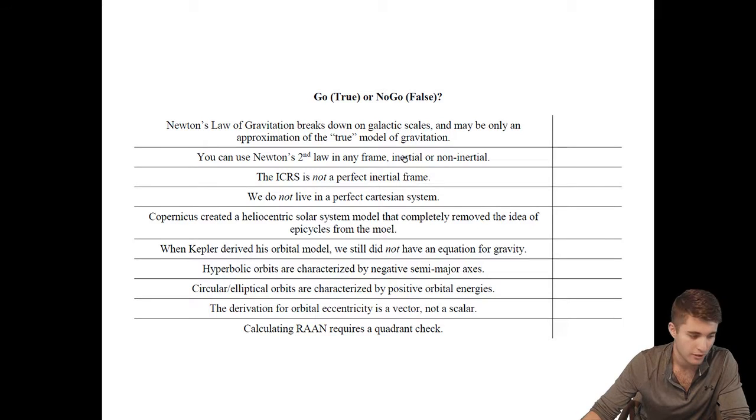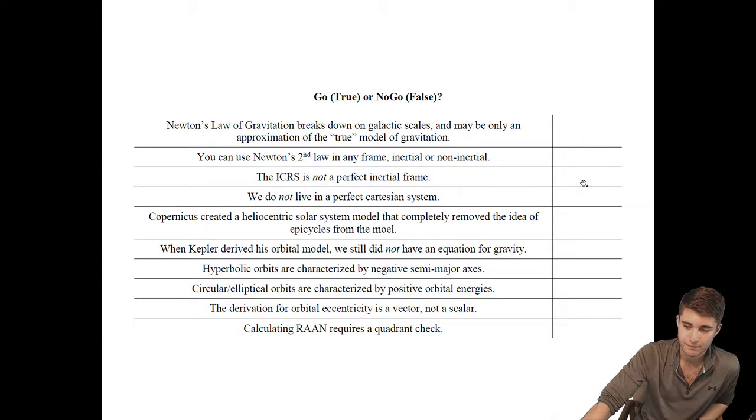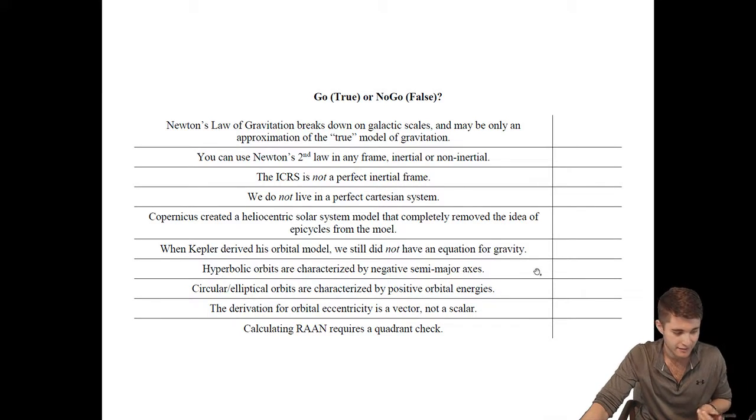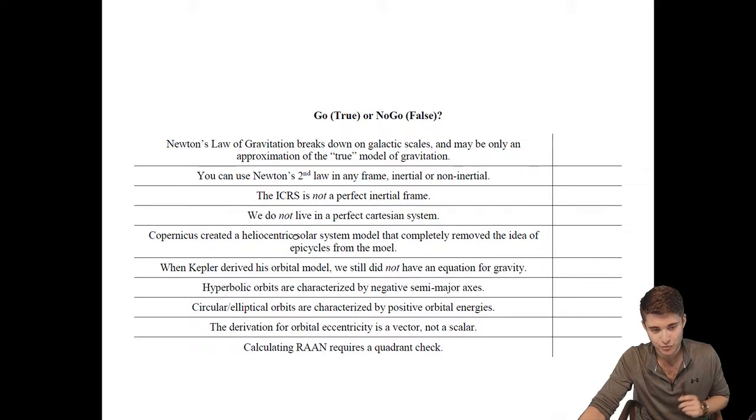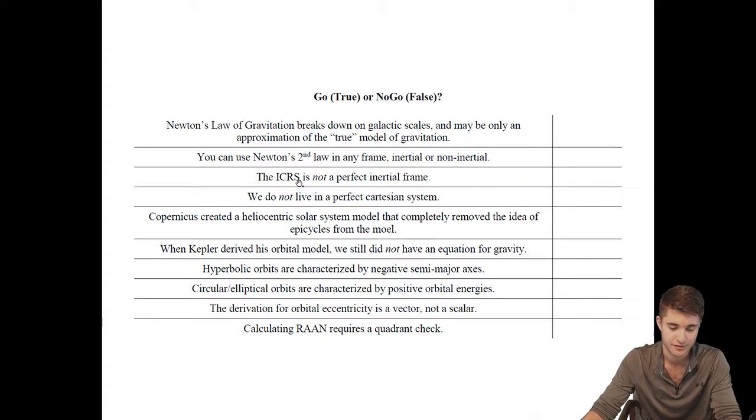You can use Newton laws in any frame, inertial or non-inertial, go or no go. The ICRS is not a perfect inertial frame, go or no go. Hyperbolic orbits are characterized by negative semi-major axes, go or no go. All you gotta do is write go for true and no go for false on these.